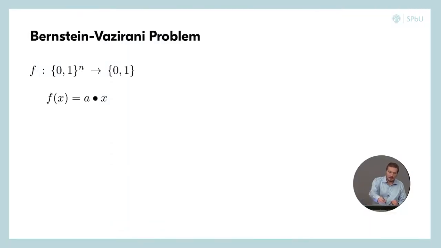Bernstein-Vazirani problem, 1993. Again, a function maps n bits to 1 bit, and we know that the function is implemented like this. So it's like a dot product in Z2. Well, we know this much, but we don't know this number A, and we want to know it. And again, the function sits in a black box, so we can't look inside. We can just query this oracle, feed it some inputs, and see the outputs.